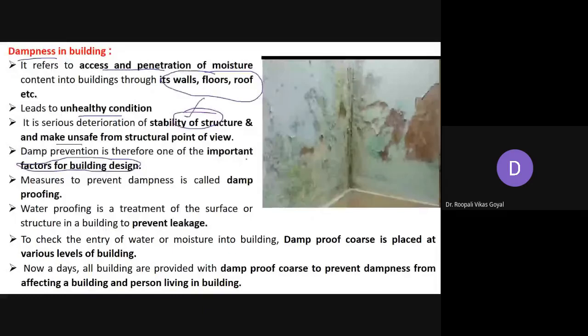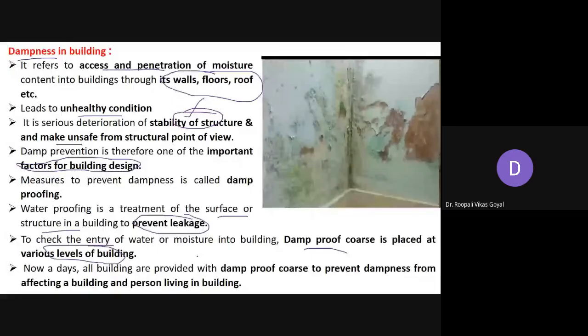In waterproofing, the treatment is provided to the surface or structure in a building to prevent the leakage. Already jo leakage ho chuka hai uske liye hum jab treatment apply karte hain usko water proofing bolte hain, but we want to avoid the entry of the water into the building. And nowadays all buildings are provided with damp proof course to prevent the dampness from the building, and that will reduce the effect of this dampness on the people who are living in the building. Okay, so this damp prevention is nowadays a very common treatment which is generally provided along with the construction.